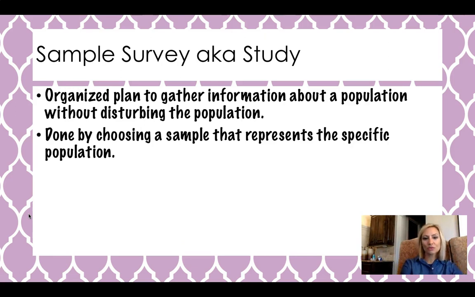Sample surveys, also known as studies or observational studies, depending on what textbook you pick up or what you're reading, are really an organized plan. We're using them to gather information about a population done in such a way that the sample represents the specific population and we're not disturbing the population or destroying it in the process. You might hear this be called a sample survey or an observational study, again, depending on your professor, your teacher, or which textbook you happen to be using.